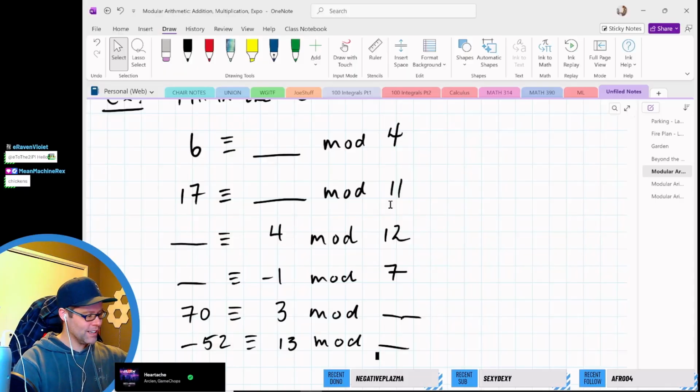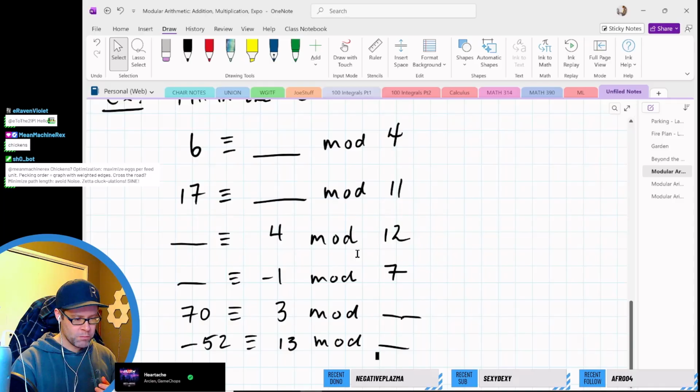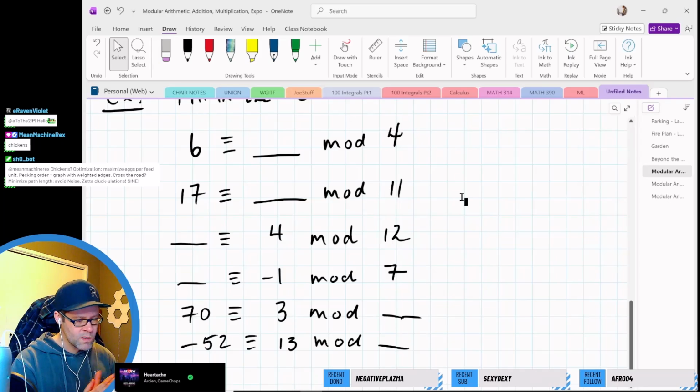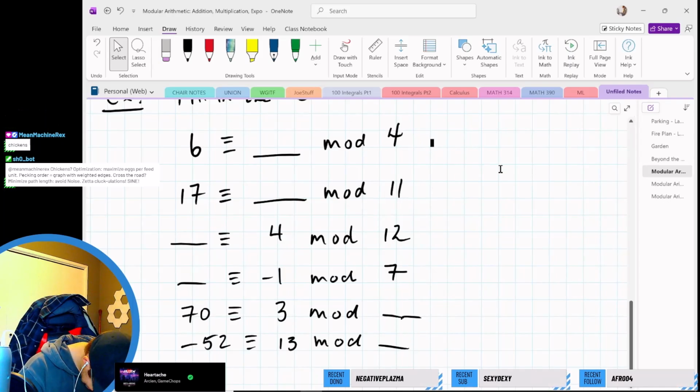Alrighty, so we have a couple of examples here with various blanks.